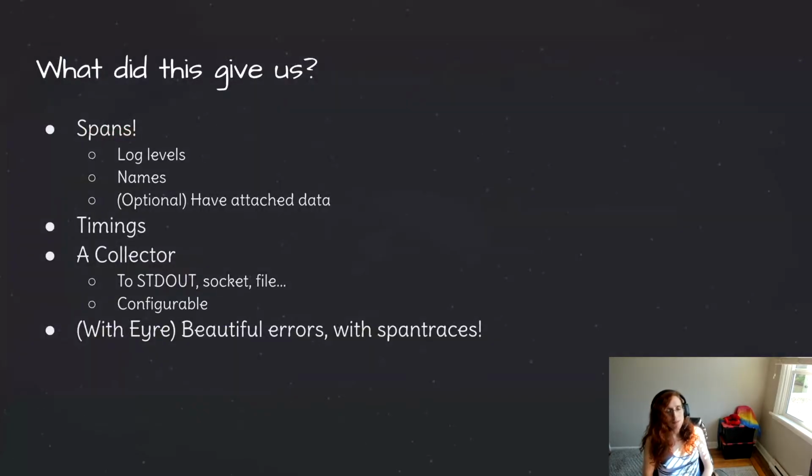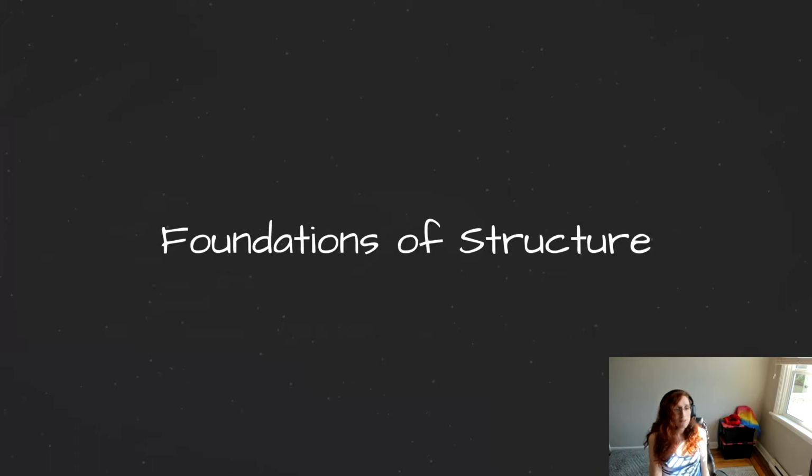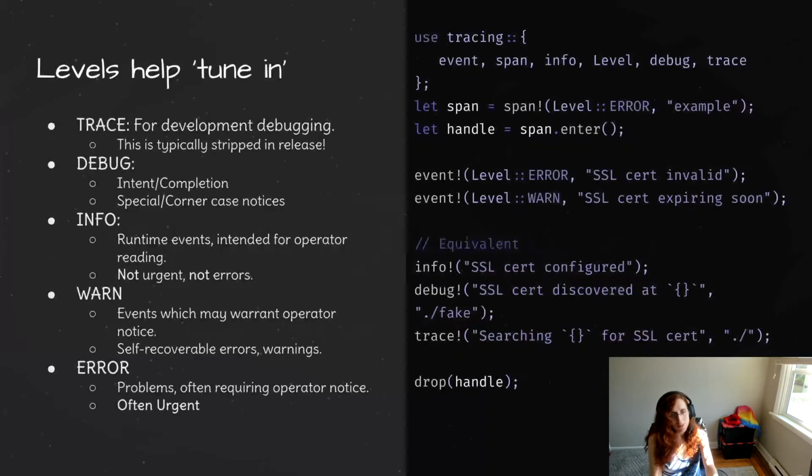So tracing gives us a few main things. It gives us spans of information and context that we can set with different log levels and have attached data. It gives us timing information, and it gives us this registry system that allows us to configure various outputs. It also allows us to integrate other libraries into it that could, for example, provide beautiful error messages. So let's take a look at how we use these things.